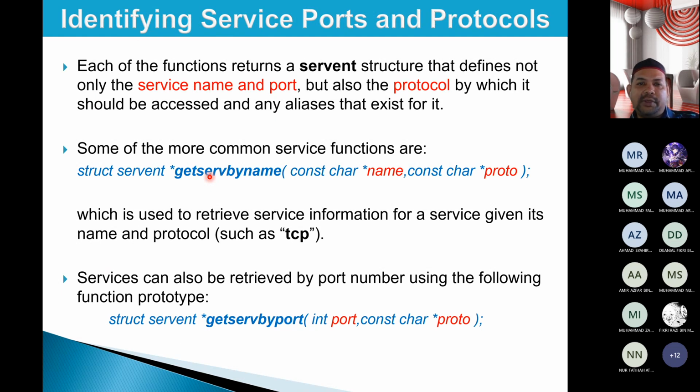Kalau nak buat nombor pula, service port and protocol. Tadi protocol apa TCP, UDP, ICMP, RDP, IGMP kan. Ini nak tahu dia punya service port. Each of the functions returns a servent structure that defines not only the service name and port, but also the protocol by which it should be accessed and any aliases that exist for it. Some of the more common service functions are getservent, setservent, getservbyname. Okay, function dia nama getservbyname. So dalam tu ada const char name untuk parameter 1. Second parameter adalah protocol lah, which is used to retrieve service information for a service given in the name of protocol TCP. Kita tengok contoh.